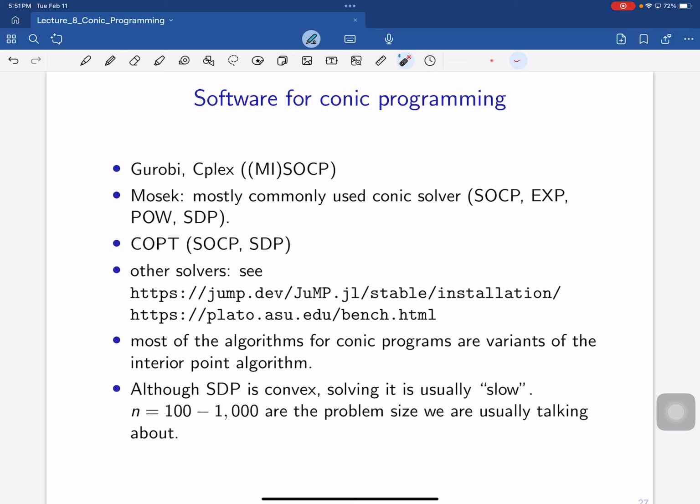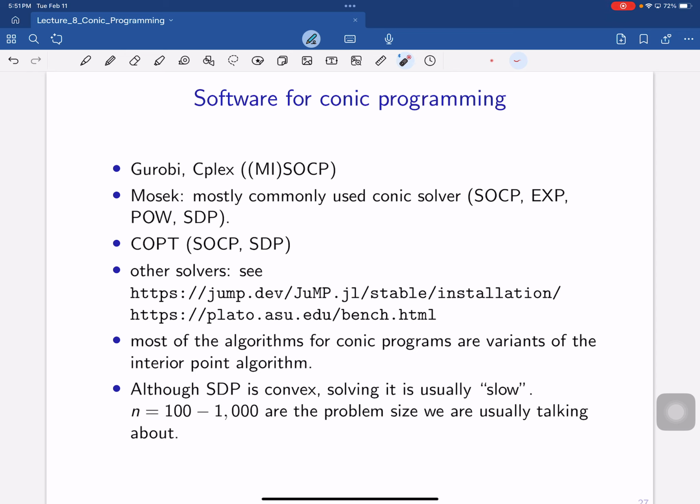Most algorithms for conic programs are variants of the interior point algorithm. We will talk about the interior point algorithm in the next few lectures. So this is the bullet point I want to highlight. Although SDP is convex and theoretically can be solved in polynomial time, in practice, solving SDP is extremely slow. Empirically speaking, it's even slower than some of the NP-hard problems. Because you are solving a finite size problem, this asymptotic bound doesn't really matter much to you.